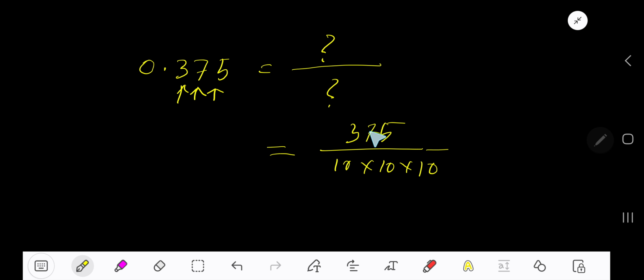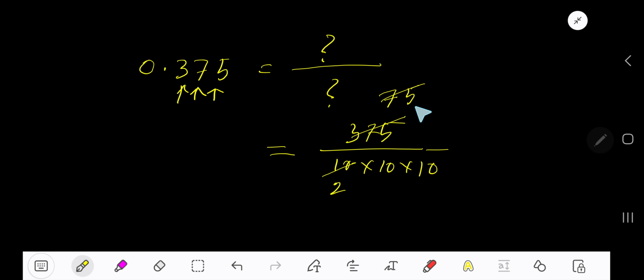Now we need to reduce this fraction. How to do that? Just divide the numerator and denominator by the same number. This is divisible by 5, this is divisible by 5. If I divide this 10 by 5, I will get 2. If I divide this 375 by 5, what will I get? 75.